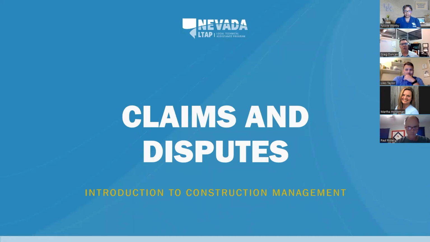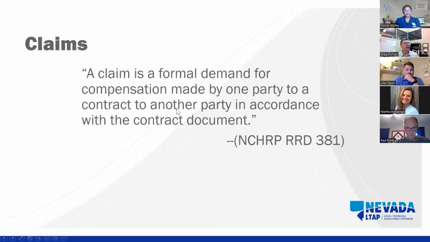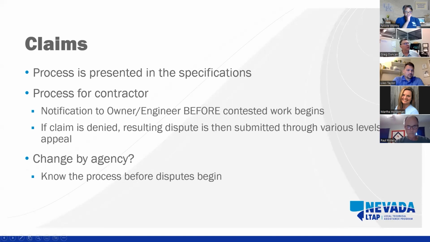The final topic I want to cover is claims and disputes. A claim is defined as a formal demand for compensation made by one party to a contract to another party in accordance with the contract document. So claims are anticipated and planned for. It should be represented in the specifications with how to proceed with a claim. These are not gotcha moments.